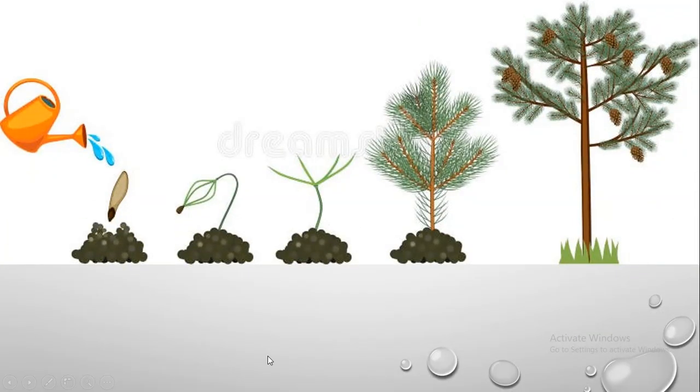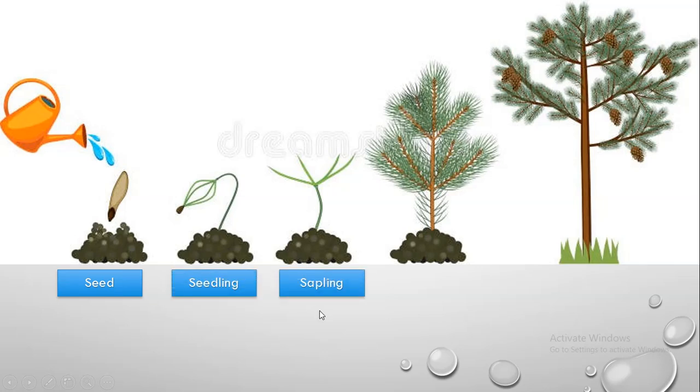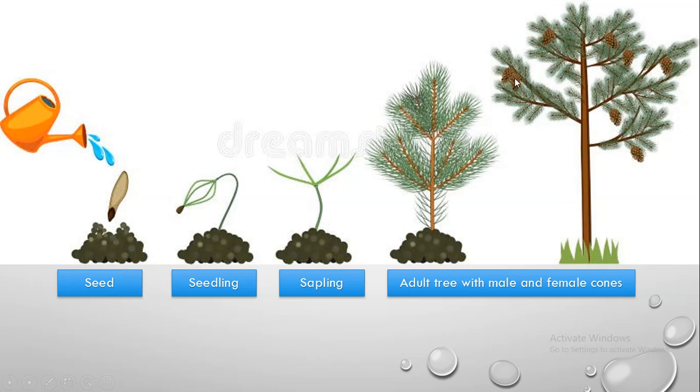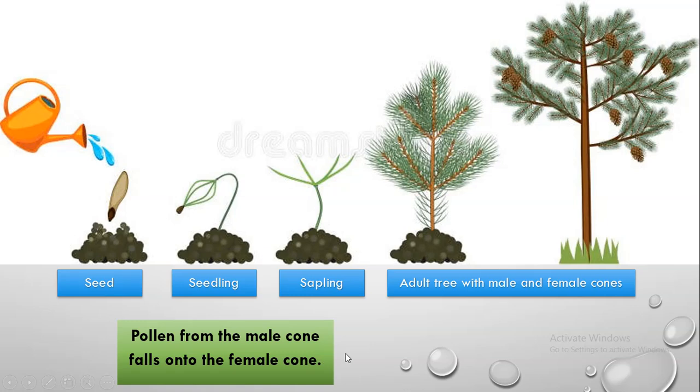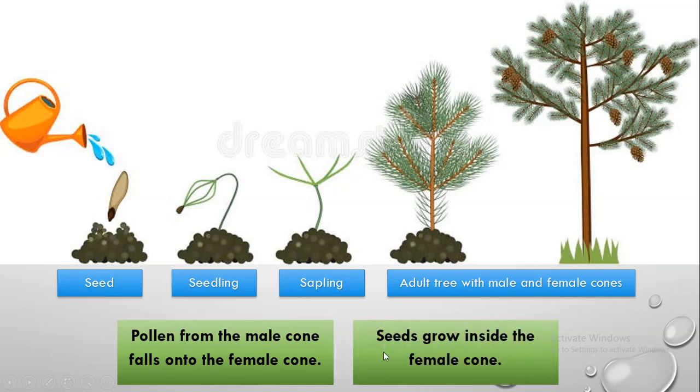Again, we're going to start with the seed, seedling, sapling, adult tree with male and female cones. Pollen from the male cone falls onto the female cone by the wind. Then seeds will grow inside the female cone.